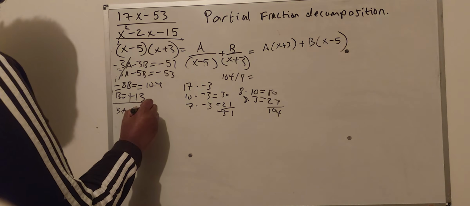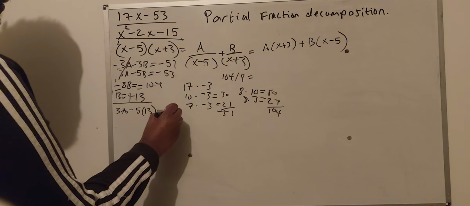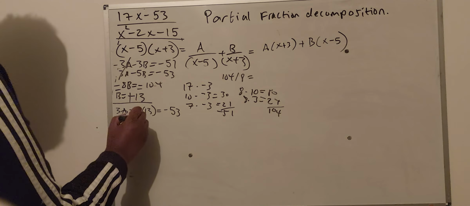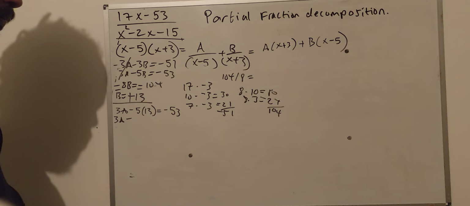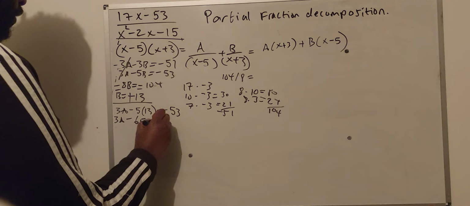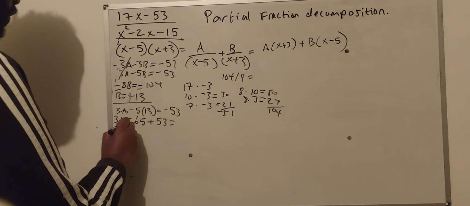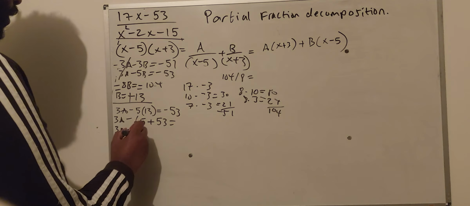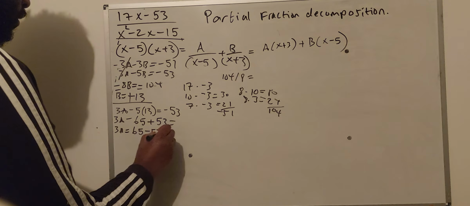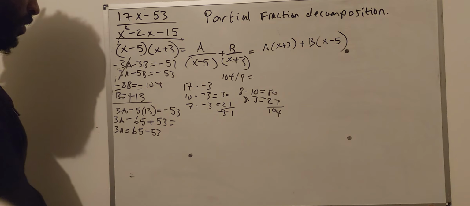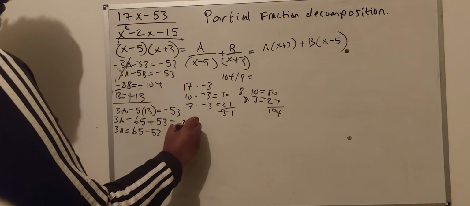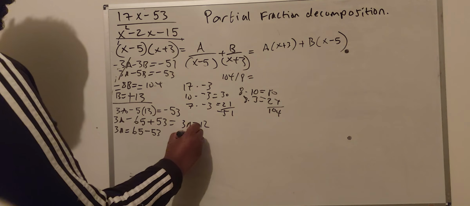5 times 13 equals 65, and 3a minus 65 equals -53. So 3a equals 65 minus 53, which is 12. So 3a equals 12, a equals 4.